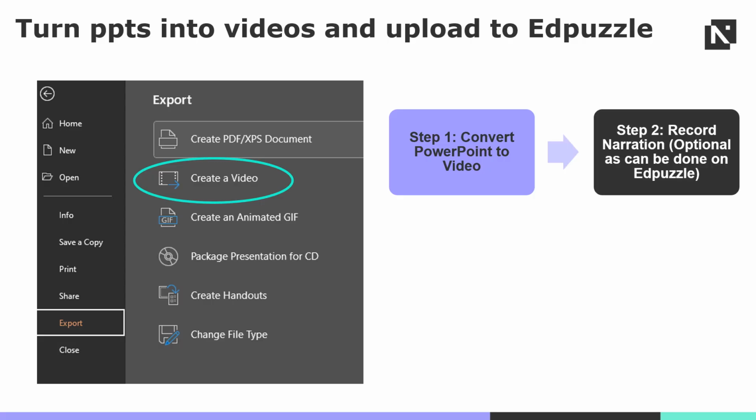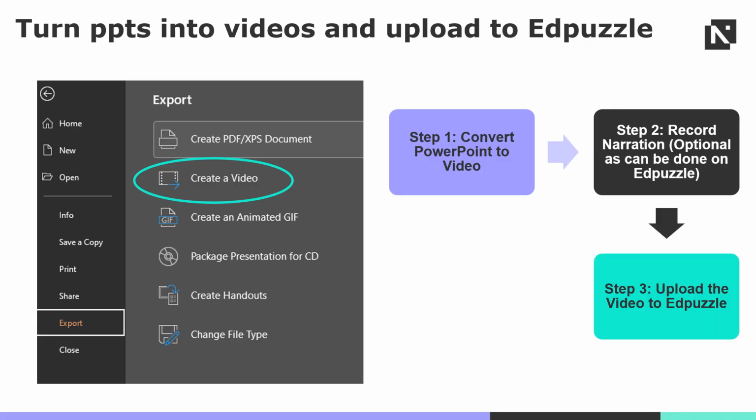Step 2. Record narration. This is optional as it can be done on Edpuzzle. If you haven't already added narration to your slides, you can do so. Go to the Slideshow tab, click Record Slideshow and then select Start Recording from beginning or Start Recording from current slide. Record your narration as you go through the slides. You can use the arrows or keyboard shortcuts to move between slides.